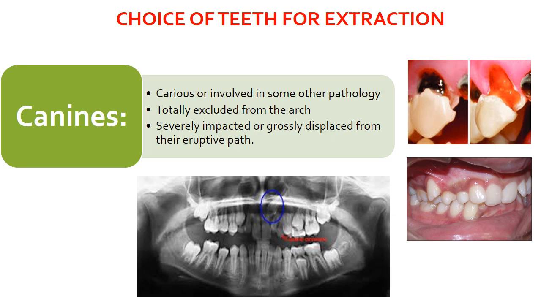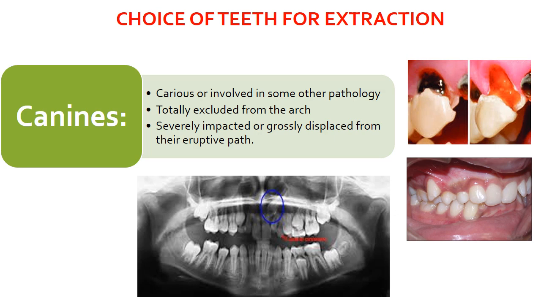And sometimes, in certain cases in which we have crowding in the lower arch and the canine will be difficult to align, we may consider extracting them. But in the majority of cases, we should avoid extracting them because the contact between the lateral incisors and the canine is rarely satisfactory.